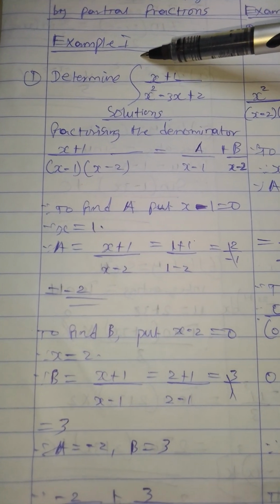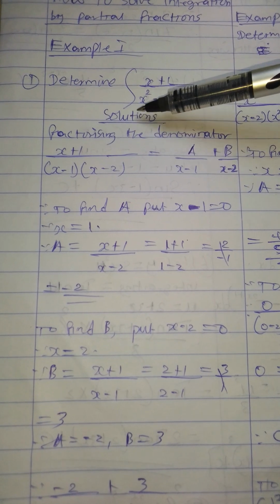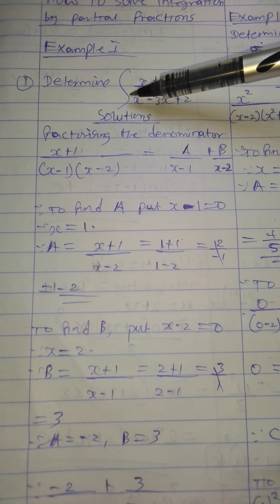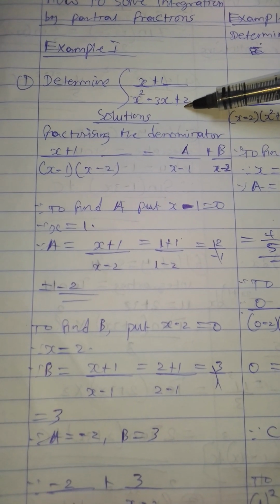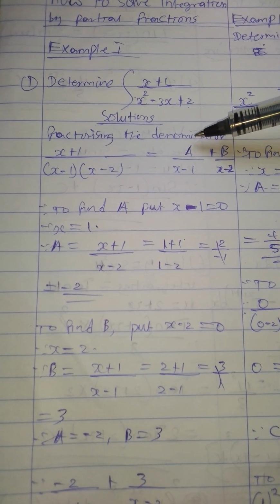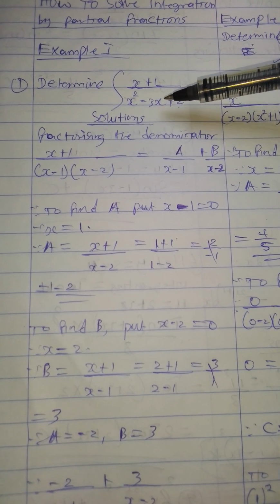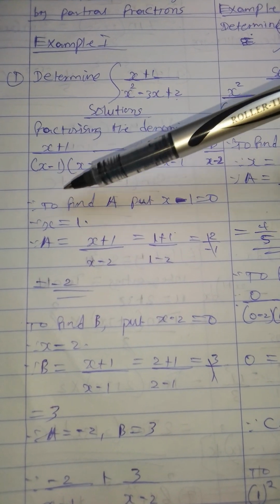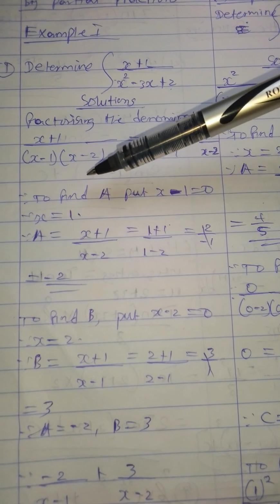Now, example one says: determine the integral of x plus 1 all over x squared minus 3x plus 2. Now, solution, how do you do this? Factorize the denominator of this. So that becomes x plus 1 all over bracket x minus 1 bracket x minus 2.